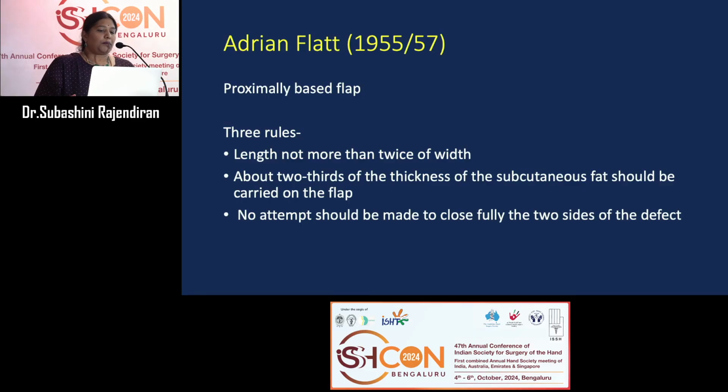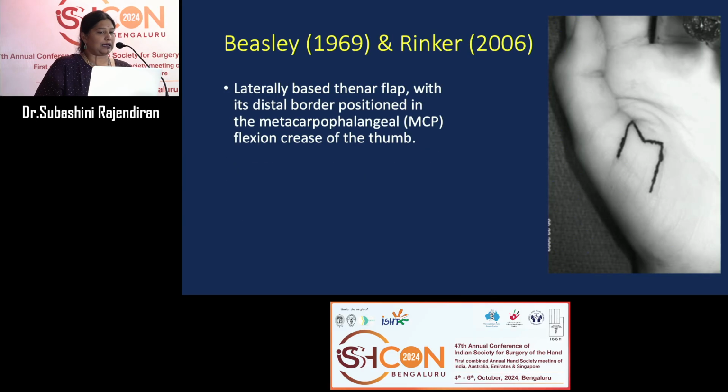The length should not be more than twice the width, and he advises us to take not necessarily full thickness of the fat. We can take 2/3 of the thickness and leave behind the 1/3 to have a suitable bed to accept a graft if needed. And no attempt should be made to fully close the 2 sides of the defect. Various purchases should be made on the radial and ulnar side.